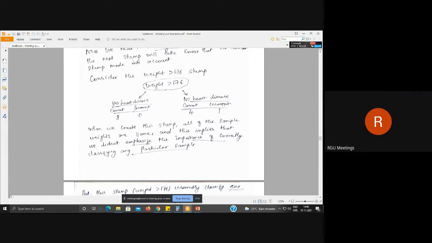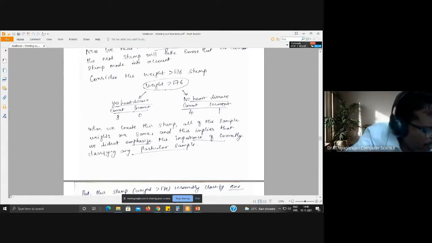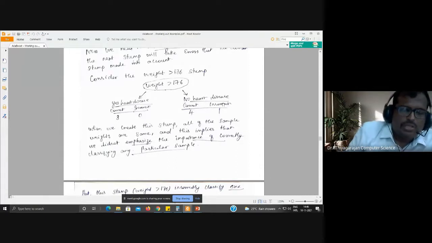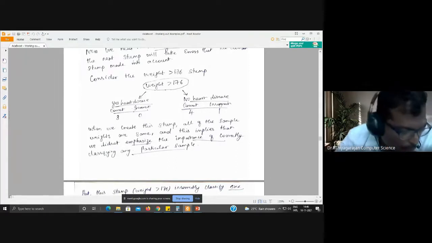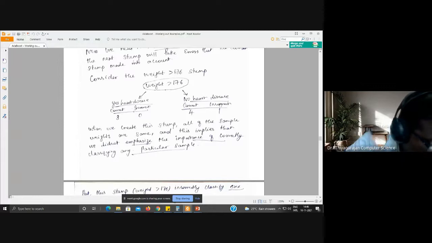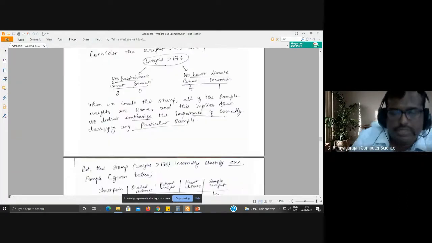Row number 2? No, row number 2 is not correct. Row 4. Yes, row 4 is the correct answer. Row 4 is the incorrectly classified sample. Okay. So now we have to focus only on that row because that is the incorrectly classified sample. We have to focus only on that. That is what AdaBoost says.